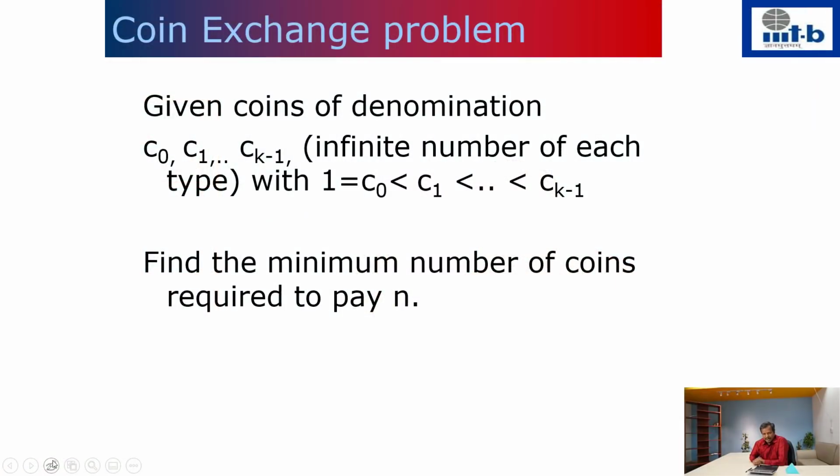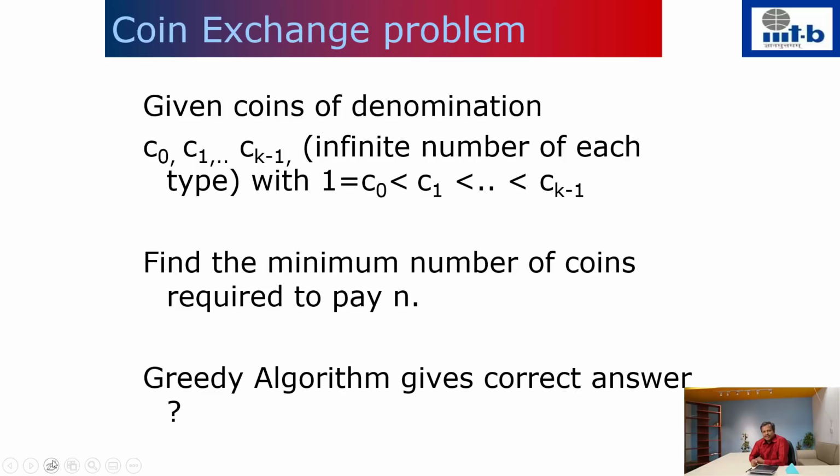So that's the problem. The immediate thing that comes to our mind is the greedy algorithm. Whether this greedy algorithm gives us the correct answer is the question. The greedy algorithm here starts with the highest denomination coin, and if the number n is greater than the highest denomination coin, then we will use that coin. Otherwise, we will go to the next smaller denomination coin. So if you can pay for n using C of k minus 1, then we will use one coin. In that case, you have to pay for n minus C of k minus 1.